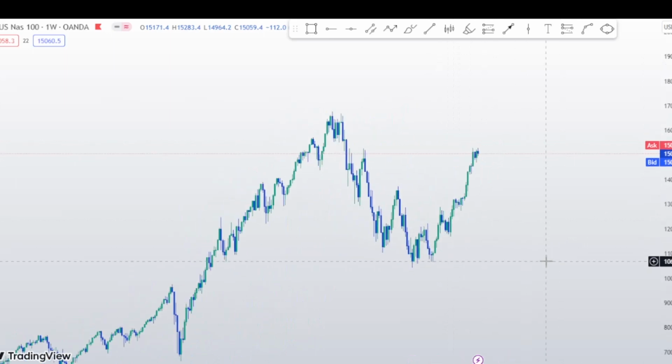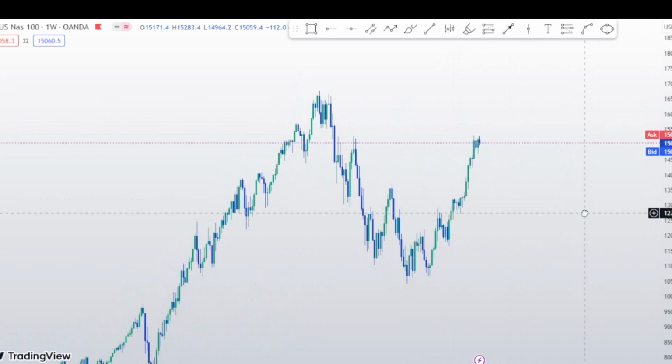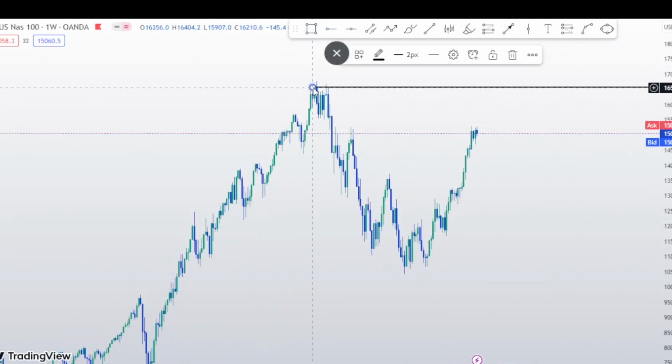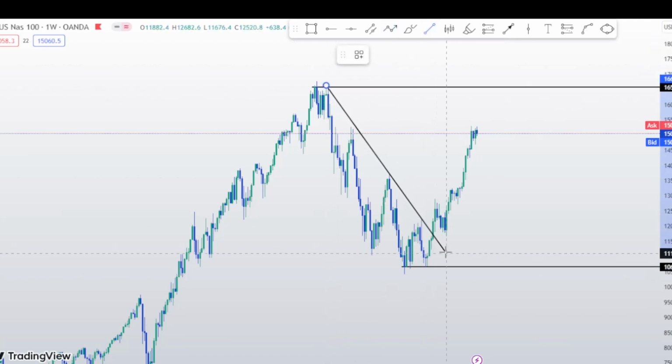Okay, and if we go on here and look at what has been happening, we have our highest high here on a weekly. This is our resistance, and we have the lowest low, which was here on a weekly, and on this the market was going down until it broke a trend.